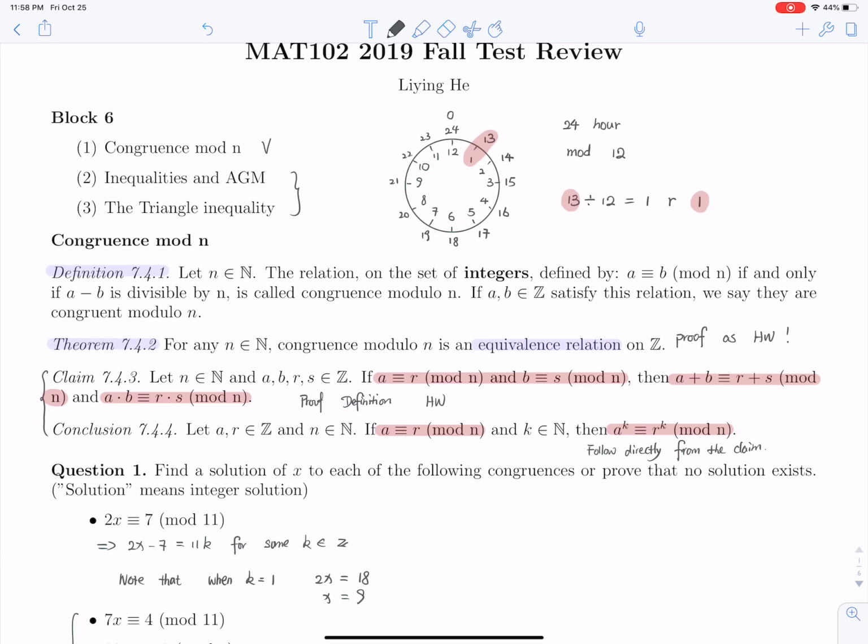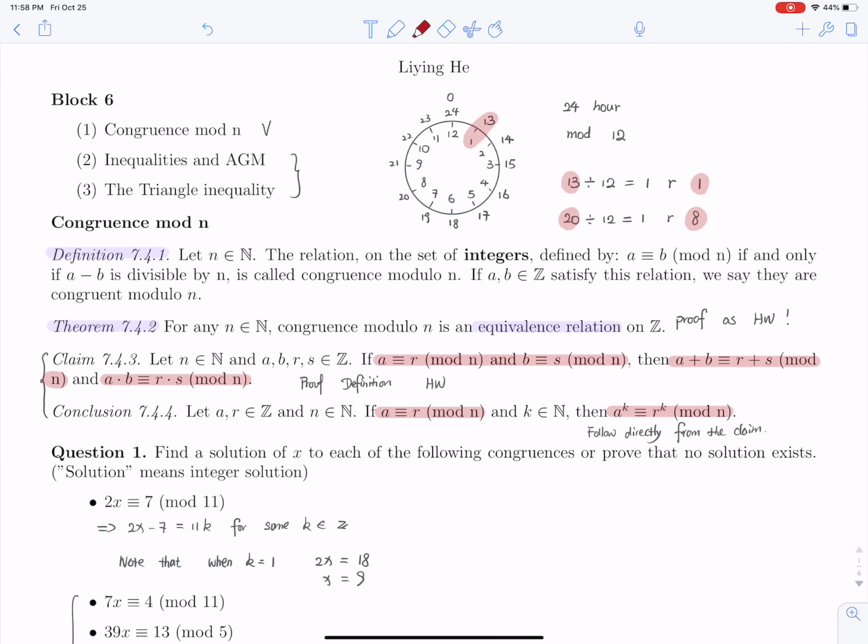Same with, let's see, 20 has remainder class of 8. So they are in the same class, right? So, yeah, you can see that we are actually using mod 12 when we tell time. And the same thing goes with mod 4, mod 5, mod 8, mod 20 or anything.